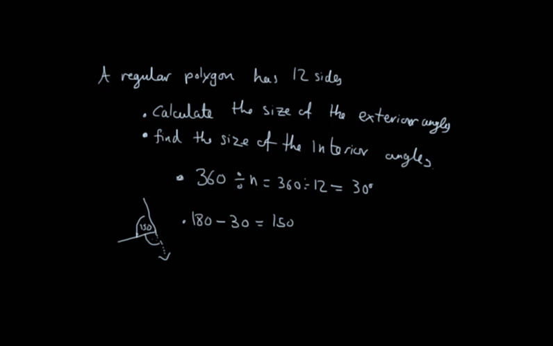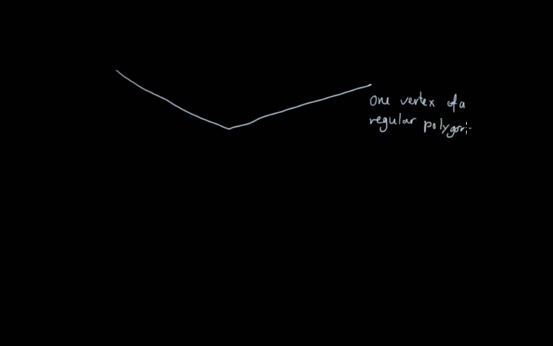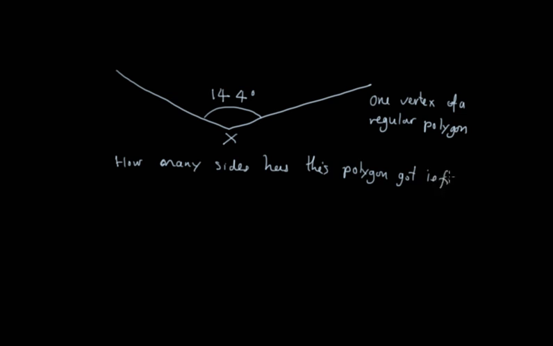I will do one more example. So we've got a diagram, and it shows one vertex of a regular polygon, and we call this vertex X, and we know this is 144 degrees, and we want to know how many sides it has. How many sides has this polygon got, i.e. find n.